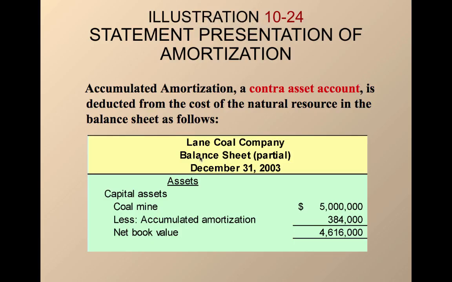So as you can see here, just to show you what it looks like on a balance sheet, if we were ever to do this, you're going to have your capital assets. And so here's our coal mine as an example. Less accumulated amortization is still going to give you the net book value. The liability for restoration goes in the liability portion of the balance sheet.